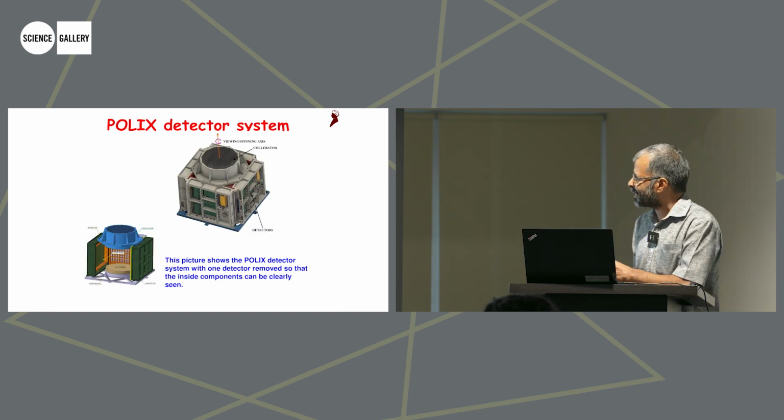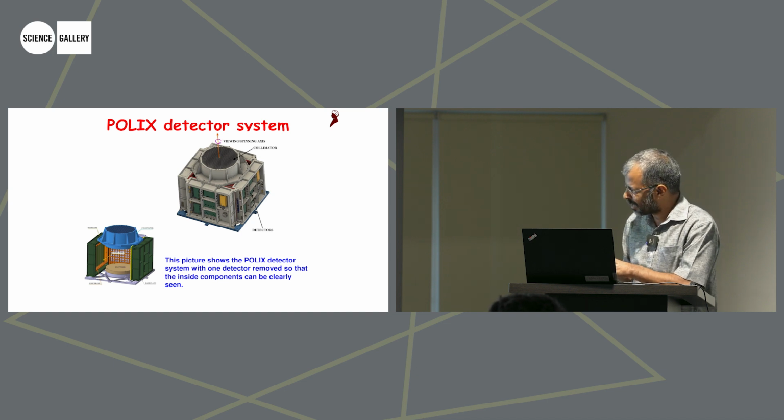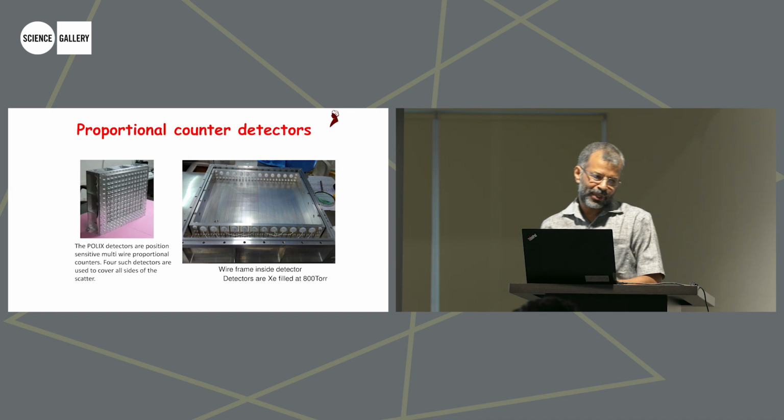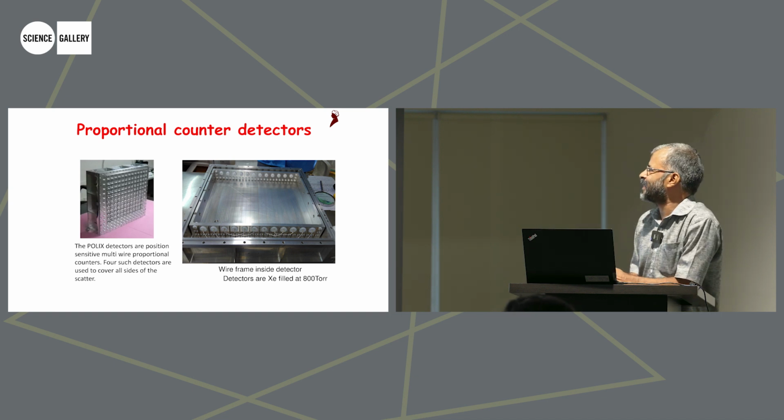So, this is another complete zoomed in image. You can see the front end electronics sitting here, and the 4 detectors, collimator, and this is one of the detectors removed for inside view. So, now how this was constructed we will see.